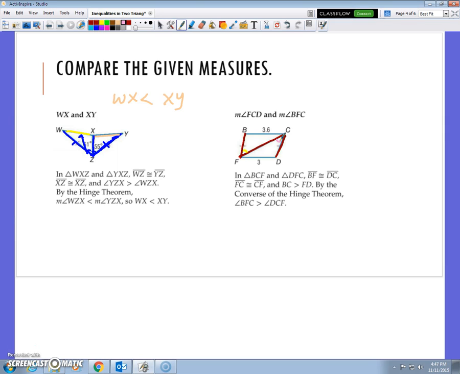Okay. Now, to tell which angle is bigger, I simply look across from the angle. Because across from this one is a 3 and across from this one is a 3.6, I know the yellow angle must be bigger than the pink angle. So in this case, I'm looking at angle FCD, and I know that it must be smaller than angle BFC. All right. I know this because when I look at the included angle, across from it is a bigger number.